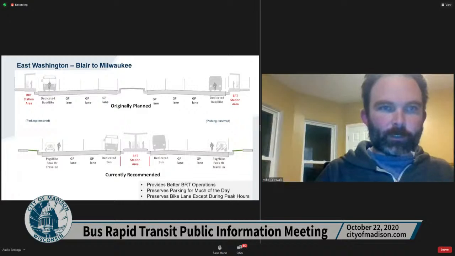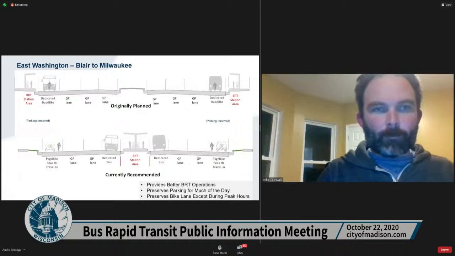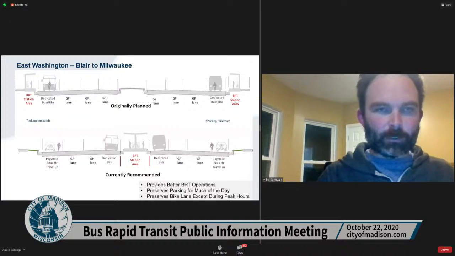That's a good question. Thanks for bringing it up. During peak periods, peak direction, it would be a general purpose travel lane. Bikes would be allowed in it, although travel speeds would be a little bit slower because of the reduced speed limit and because of the traffic congestion during rush hour. It certainly would not be a high quality bike facility. And that's simply one of the trade-offs of this design.